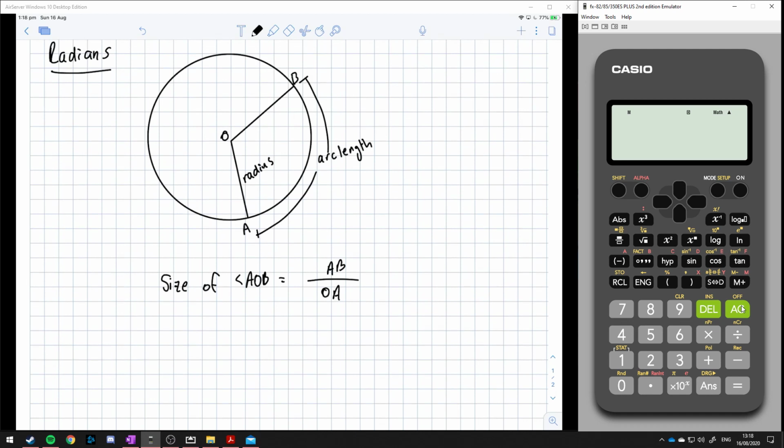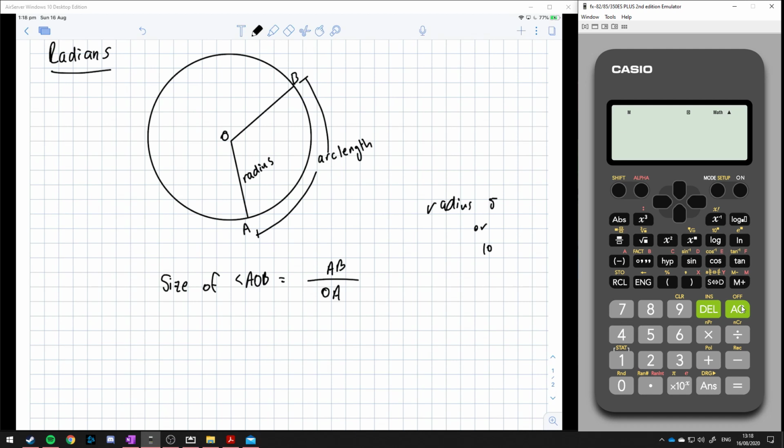So this definition gives the same angle size whatever the radius of the circle, because all circles are similar to one another. So it doesn't matter if the radius is equal to 5 or 10, okay, because the arc length will change at the same rate as the radius does.